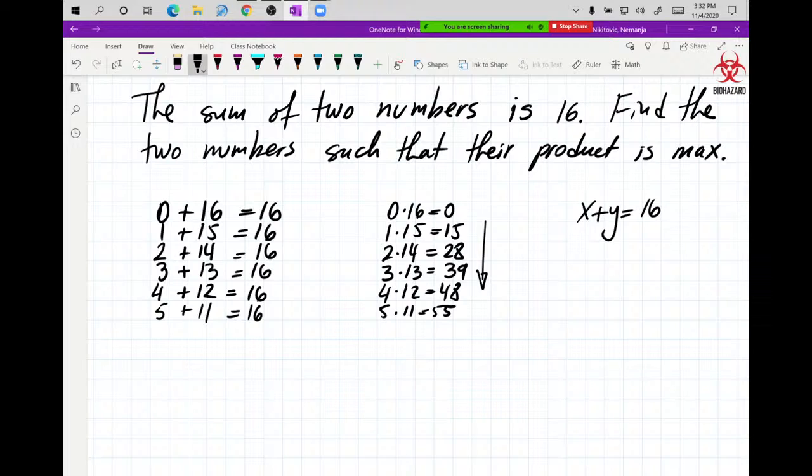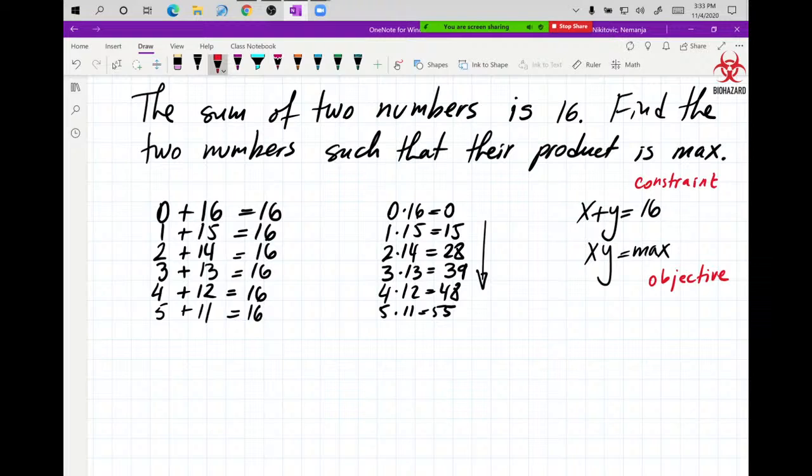Now, the other one says, find the numbers such that their product is maximum. Okay, product is maximum. Well, that's easy as well. There we go. So we converted words into these equations. And now I have 2 equations here. The top one is called the constraint, and the bottom one is called the objective.